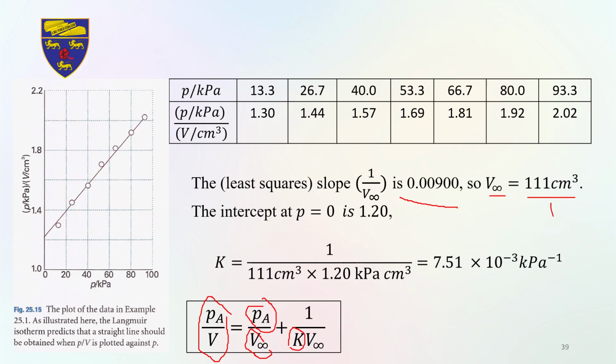By having this value, we can further find out the respective value for the equilibrium constant. The equilibrium constant is related to the value of the intercept, and the intercept is 1.2. So we can find out the value for the equilibrium constant. So that is one of the examples. It shows how to determine the respective volume to form a single monolayer, and also the equilibrium constant for the process of adsorption.